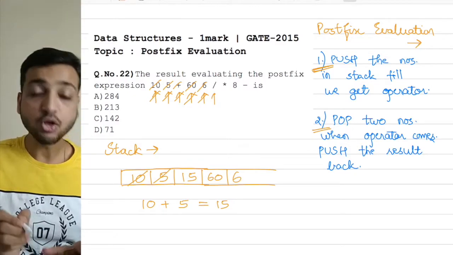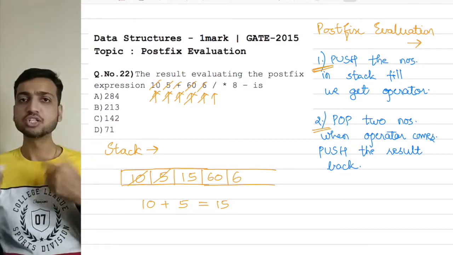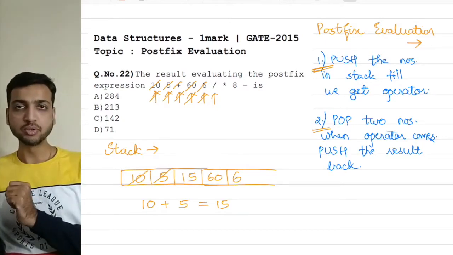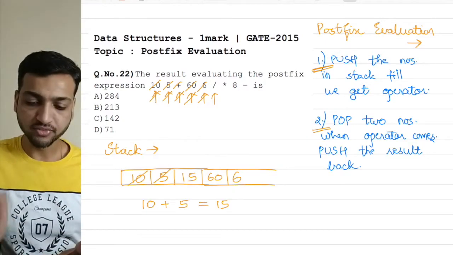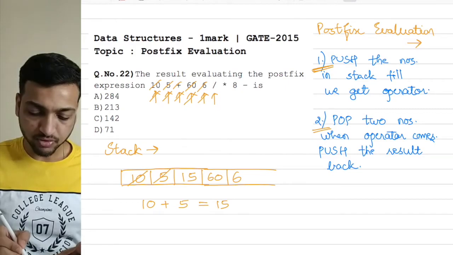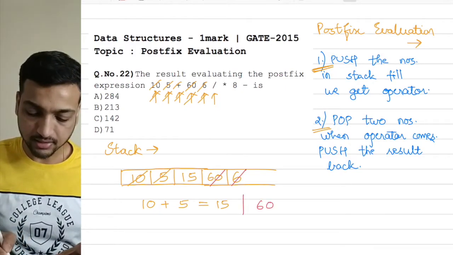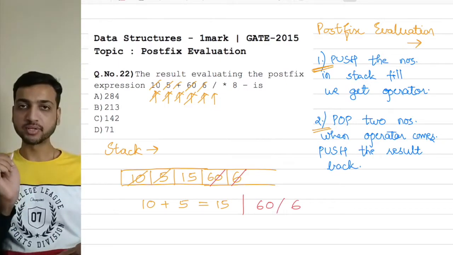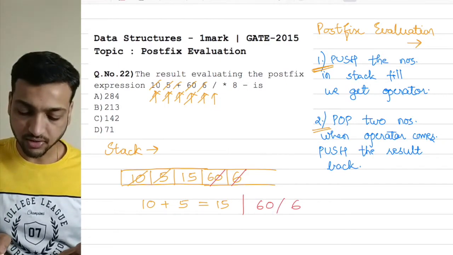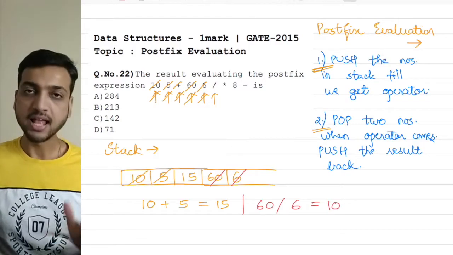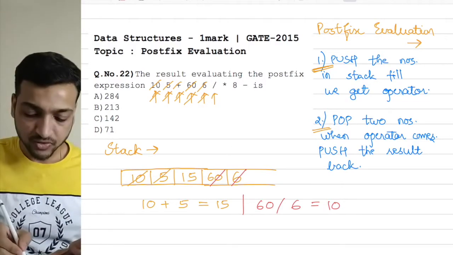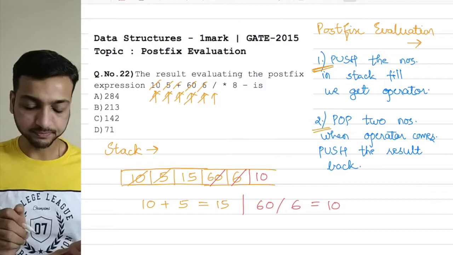Now next we see is an operator, the division operator. So whenever we see an operator, pop the 2 numbers from the stack. So let me use a different color now. I'm going to pop the first 2 numbers out of the stack. So here I get 60 and 6, and this is my division operator which I'm processing. 60 divided by 6 is 10, and the result goes back into the stack. So 10 goes back into the stack.